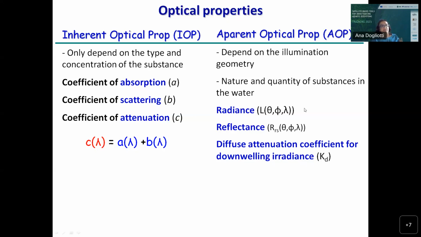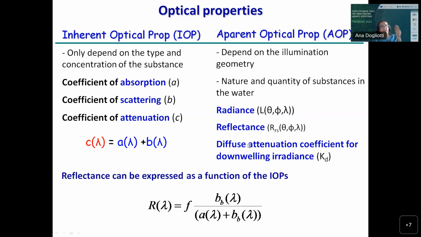Examples of this are radiance and reflectance, what I've been talking about before, because, as you can see, they depend on the angles of viewing and also the wavelengths. Another example is the diffuse attenuation for the downwelling radiance, KD, which is how the light is attenuated with depth.